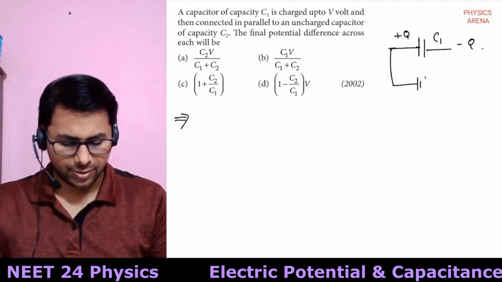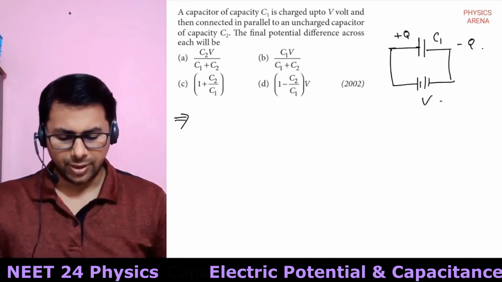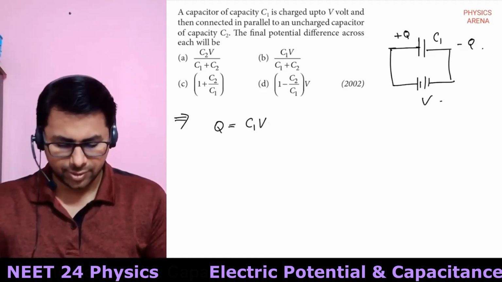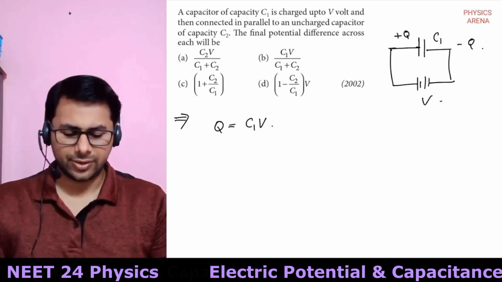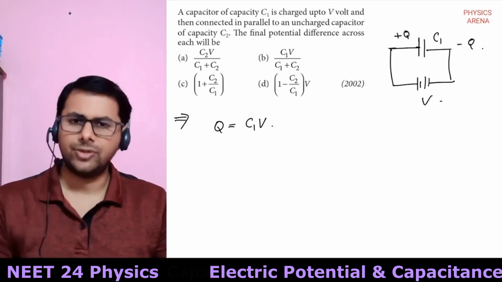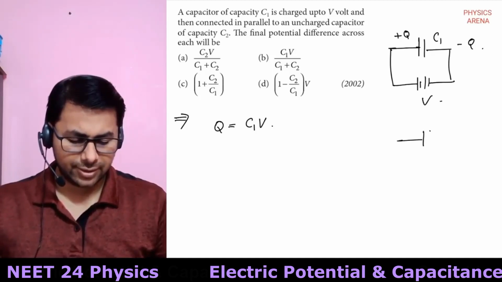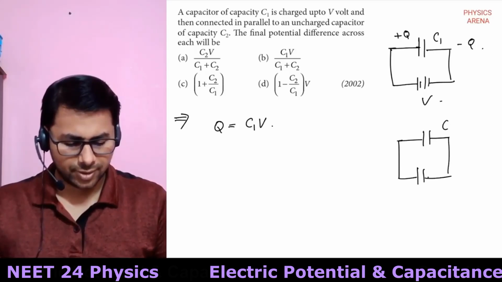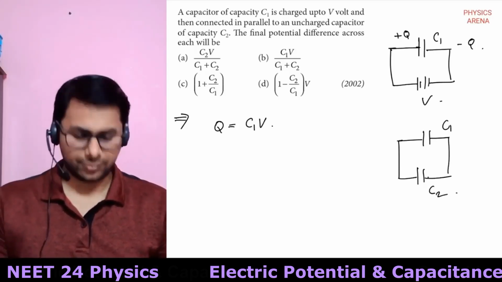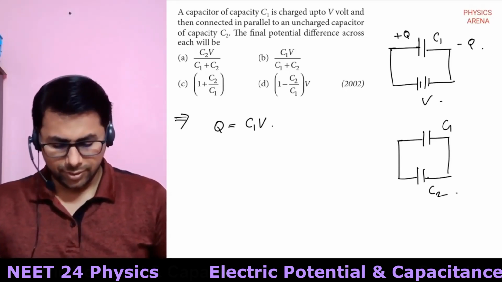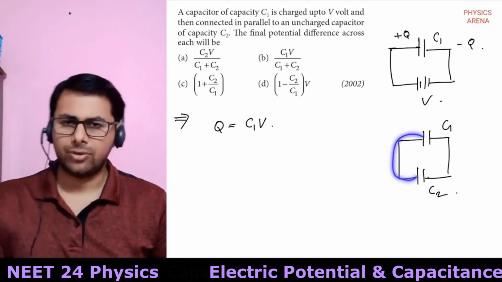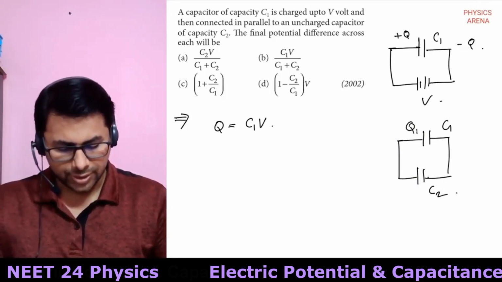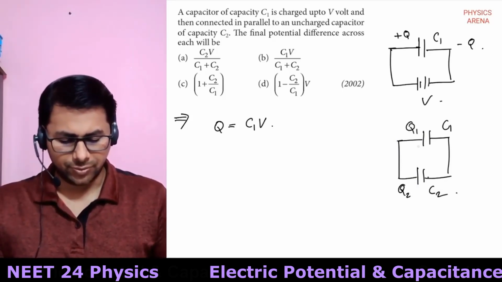Potential difference is V. So how much is this charge then? Q is equal to C1 times V, right? Now what you do? Now you are connecting some other capacitor. This is C1, this is C2. So now charge will flow from this side to this side. Suppose charge on this one is Q1, charge on this one is Q2.